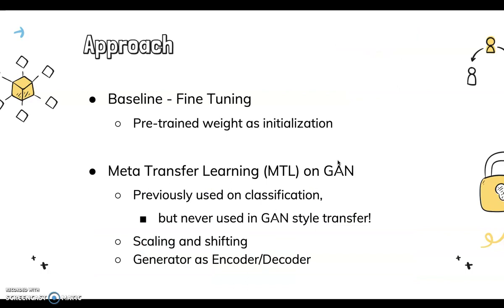To achieve our goal, we first try naive fine-tuning techniques for our cartoon GAN model as a baseline reference. We use the model trained on Hayo style images as the initialization and train it on our Iraqi style dataset. Beyond that, we introduce meta-transfer learning. We will call it MTL for short. MTL was previously used on classification tasks, but never used in GAN style transfer. To fit the problem well, we separate this method into two parts, scaling and shifting and generator decomposition.